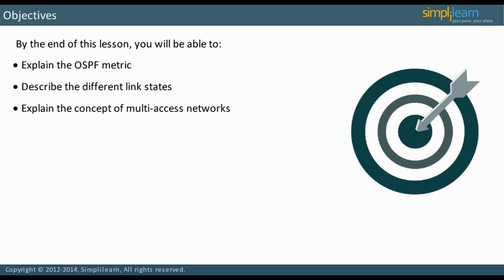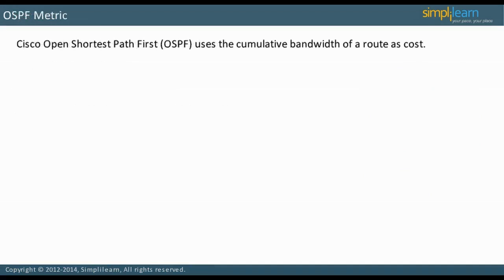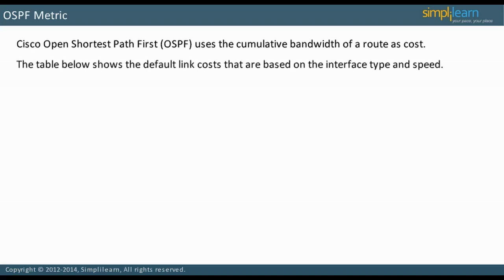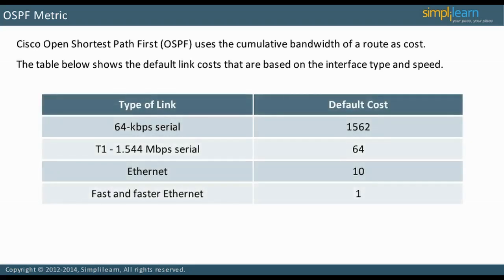Let us discuss the OSPF metric. The Cisco implementation of the Open Shortest Path First routing protocol uses the cumulative bandwidth of a route as cost. By default, cost for a single router interface or link is calculated as 10 to the 8th power divided by the bandwidth on the interface. Therefore, default costs are based on the interface type and speed. Take a moment to study the default link costs in the table on the slide. We will continue our discussion on OSPF metric in the next slide.